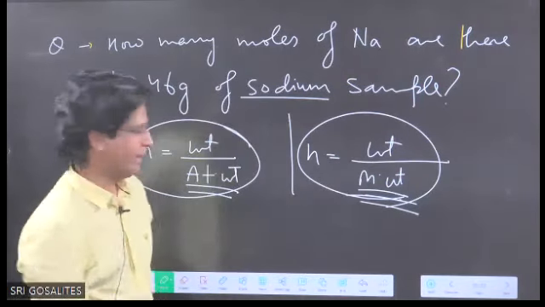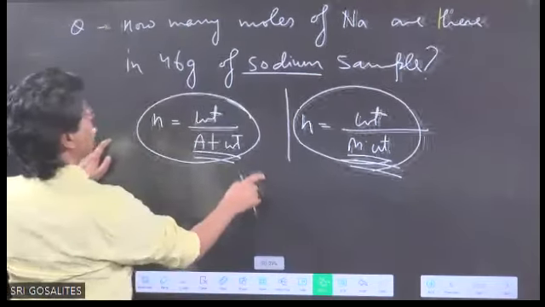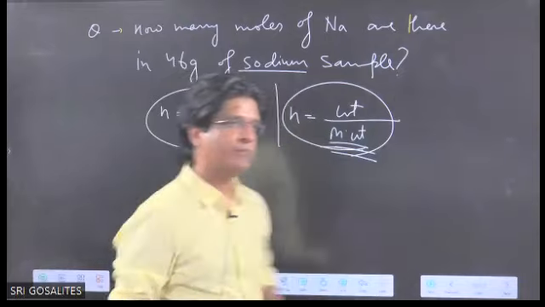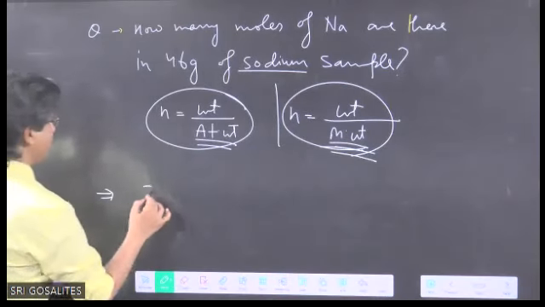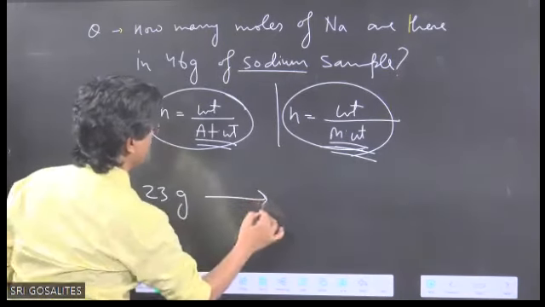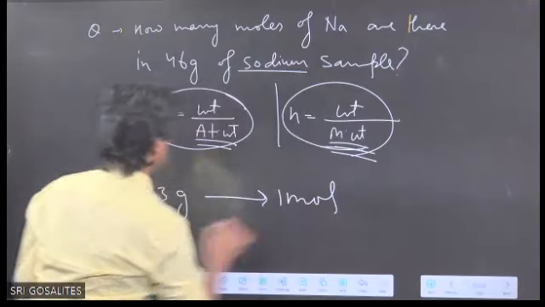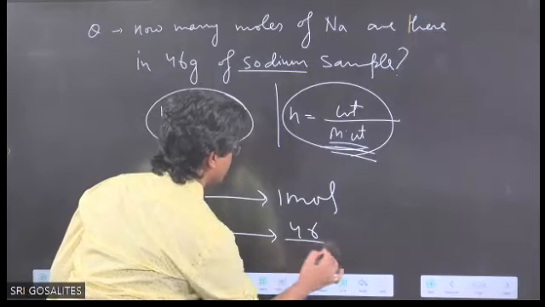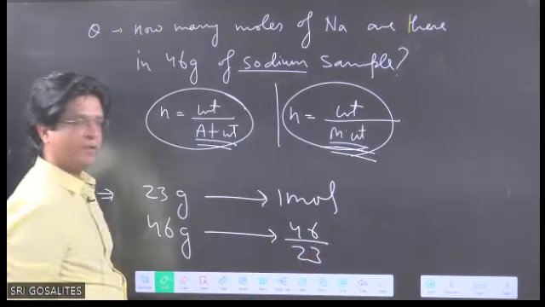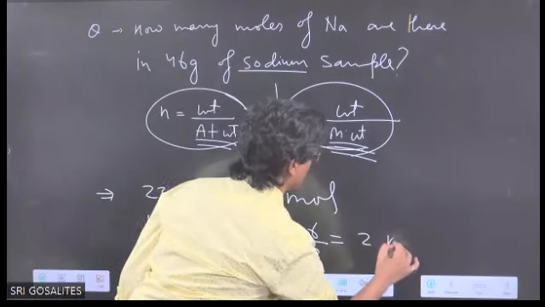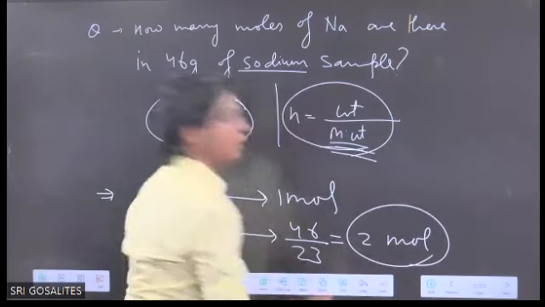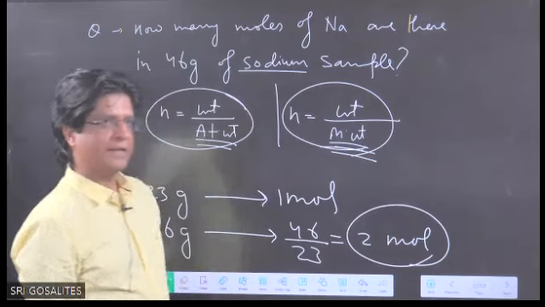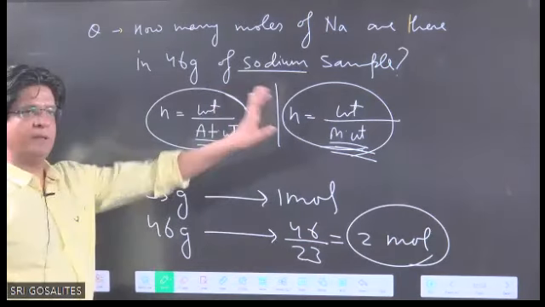Now all of you know that the atomic weight of sodium, we have done many examples, is 23. So 23 gram contains 1 mole. So 46 gram will contain how much? 46 divided by 23 will be equal to 2 moles. Yes or no? Getting it, everyone now?